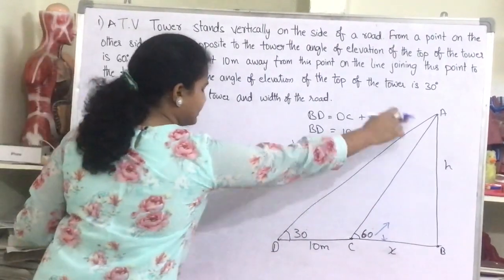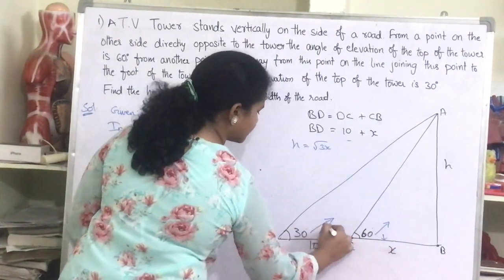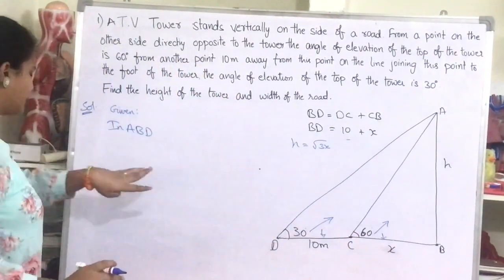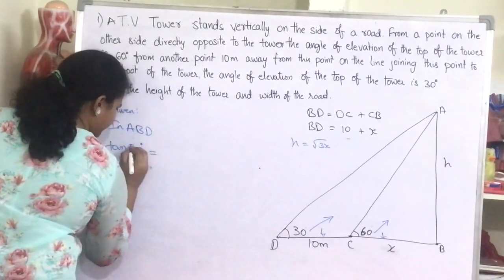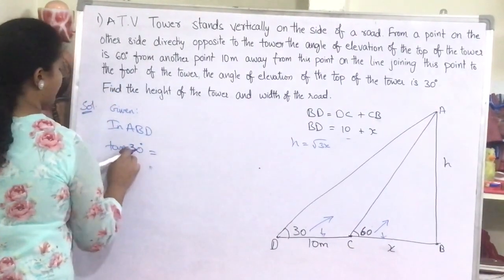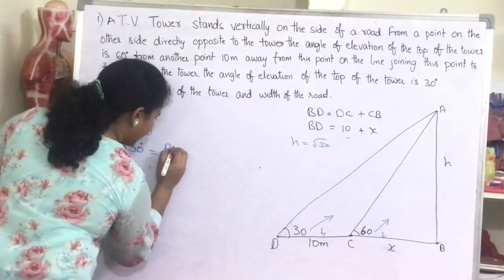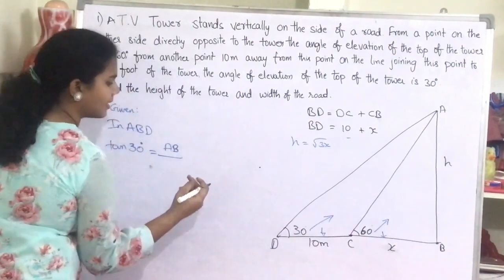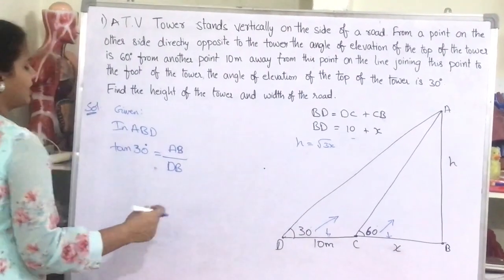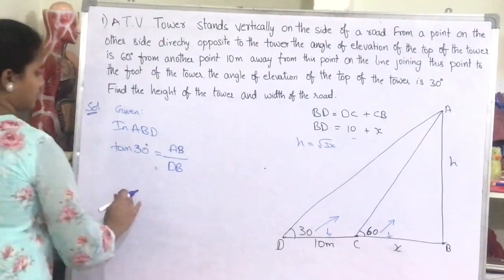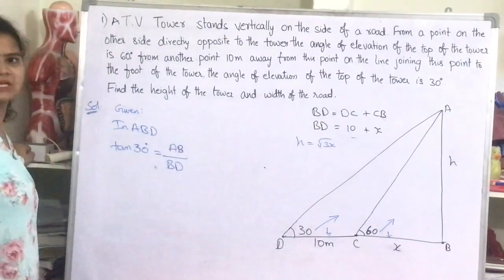now if we consider triangle ABD, I need to find the value of h. So just consider opposite by adjacent side. Which trigonometric ratio is opposite by adjacent side? As we know, tan 30 degrees. Tan 30 degrees is opposite by adjacent side. So opposite to the angle D, you have AB, and adjacent to the angle D, you have BD, where we know BD equals DC plus CB.